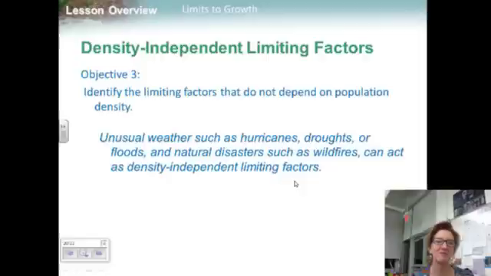All right, objective 3 was to identify the limiting factors that do not depend on population density. So they are unusual weather such as hurricanes, droughts, or floods, and natural disasters such as wildfires. They act as density-independent limiting factors.